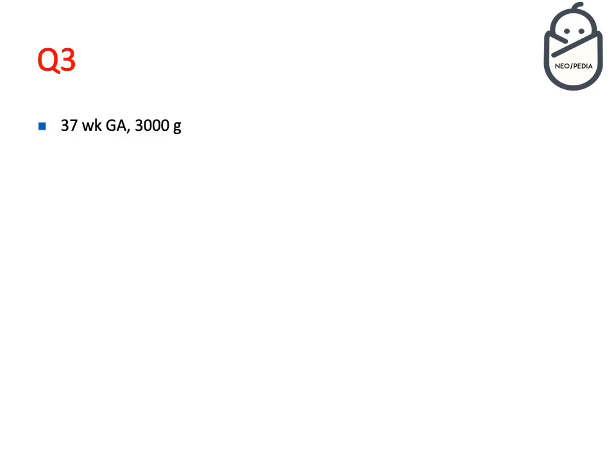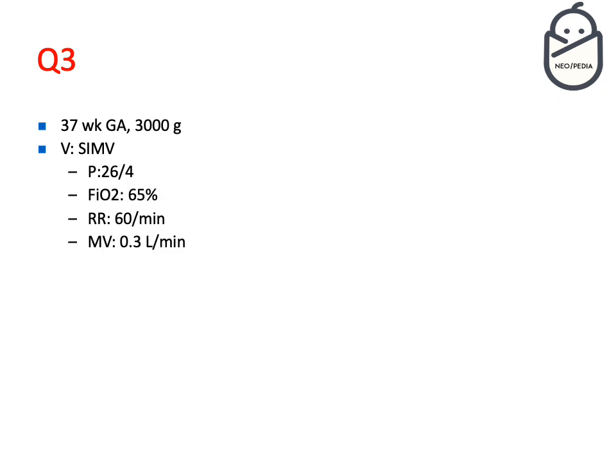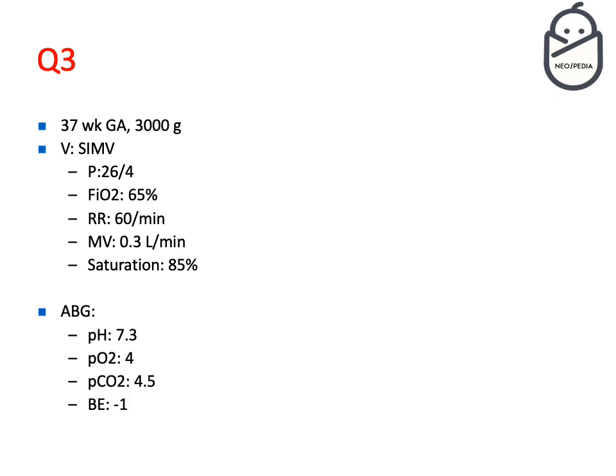Okay, next quiz, 37-week, 3 kilogram. So I'm trying to give you easy numbers here. So 3 kilogram is on SimV, and his pressures are 26/4, but the FiO2 is high, 65%, and he's on a respiratory rate of 60 per minute, and his minute ventilation is 0.3 liter per minute. Saturations are 85%. And this is the gas here.